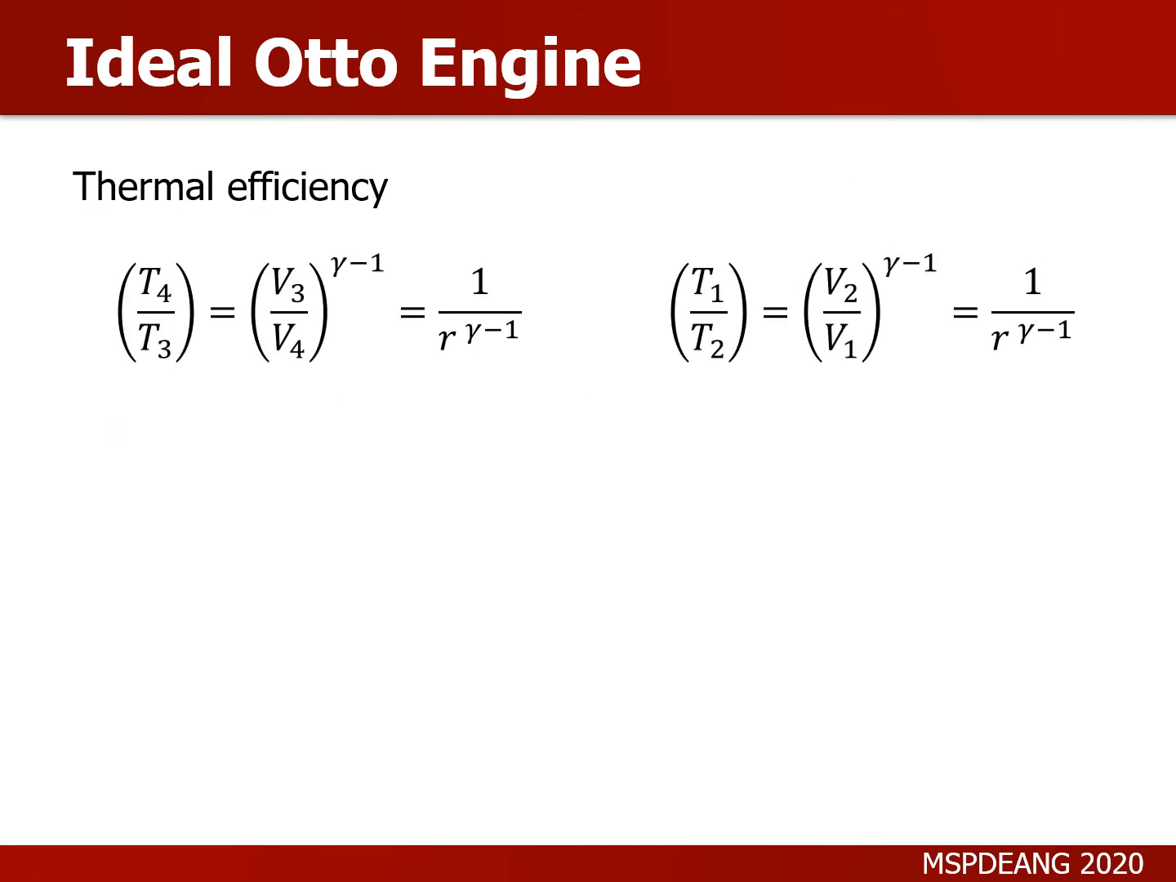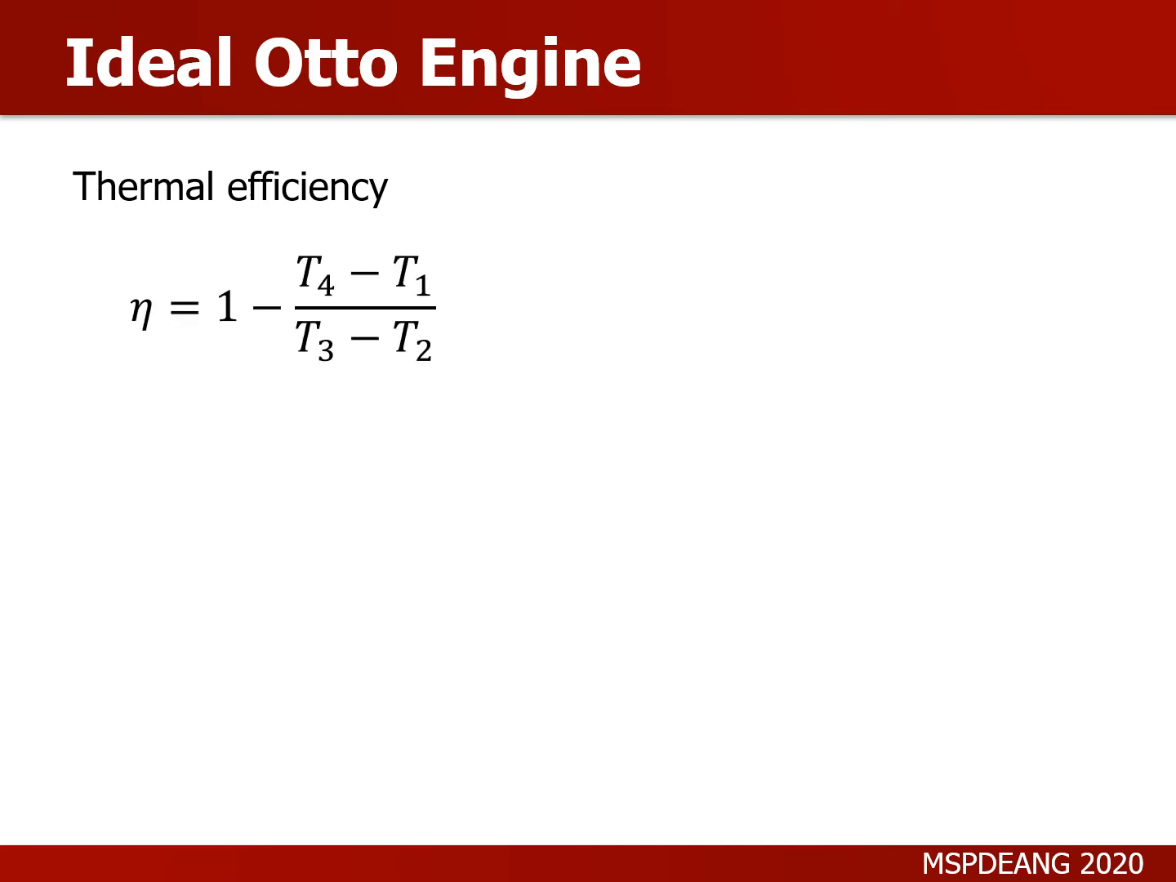Okay, so using this for the thermal efficiency, T4 over T3 is equal to 1 over R raised to gamma minus 1, and T1 over T2 is equal to 1 over R raised to gamma minus 1 as well. Meaning T4 over T3 is also equal to T1 over T2. Again, we have derived that thermal efficiency is equal to 1 minus (T4 minus T1) all over (T3 minus T2).